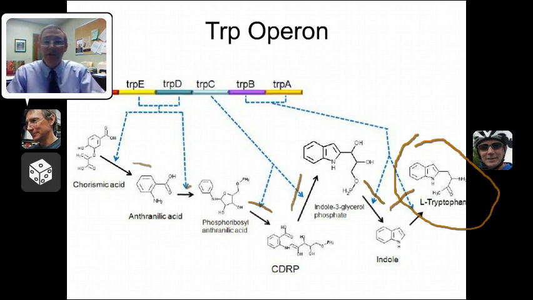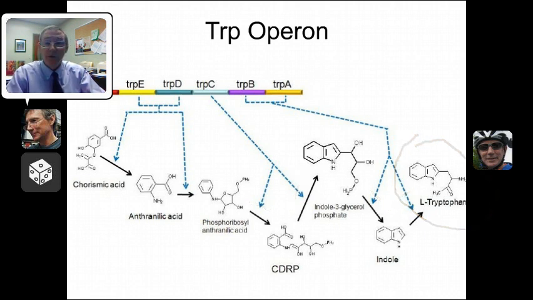When is it going to be advantageous to the E. coli to transcribe this operon? Well, when there's not much tryptophan in the cell. Then it would help the organism to transcribe this, make the enzymes, make some tryptophan. When there's plenty of tryptophan in the cell, then it would be advantageous to quit transcribing this so that you don't waste energy making extra tryptophan when you've already got some. So, how does it manage this?